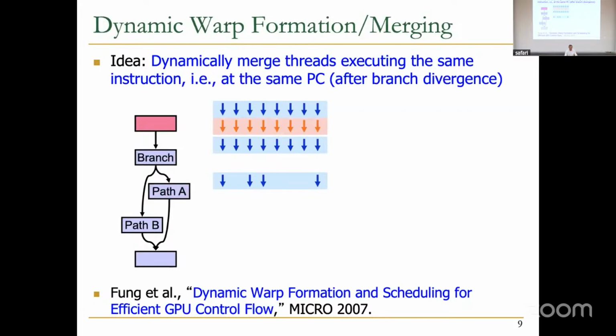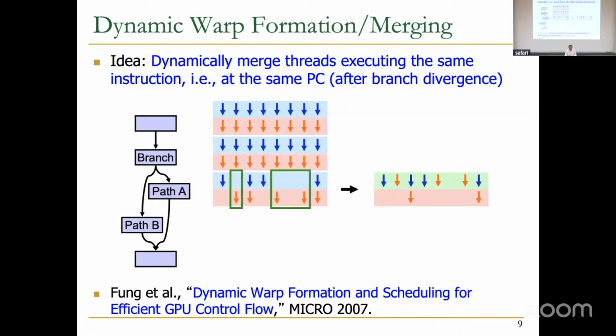And then let's say you have another set of threads that are fetched that execute this program counter again. This is another warp, let's say. They all take the branch as well. Remember, we're doing fine-grained interleaving of warps. And then it happens that the threads that are blue and orange take path A over here.